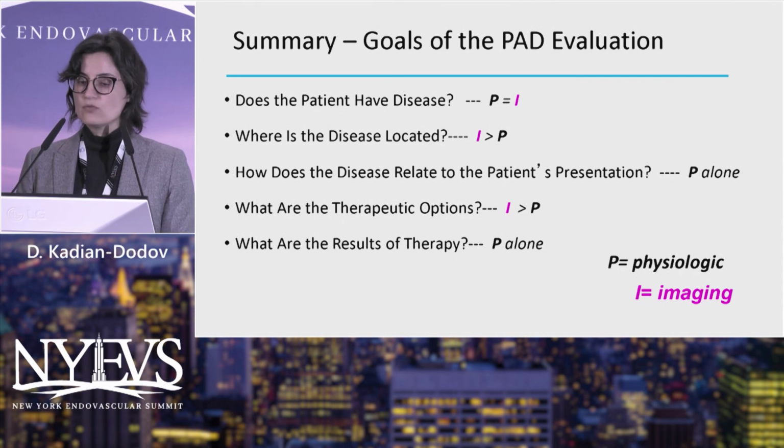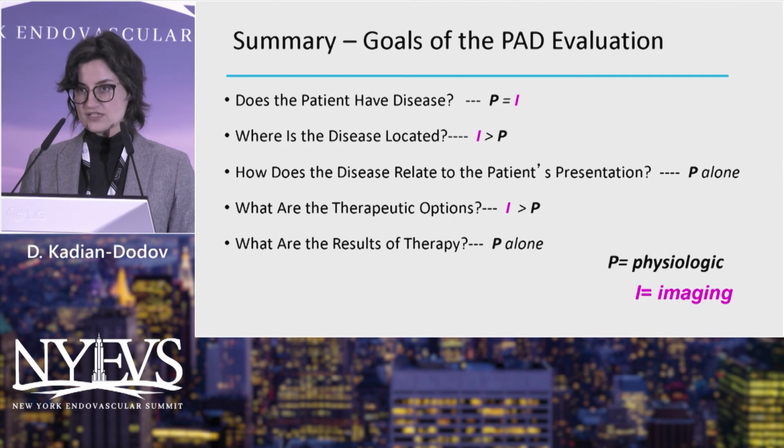So in summary, thinking about the goals of the PAD evaluation and how your testing can help you. If you want to know if the patient has disease, I'd advocate for physiologic testing or imaging to identify the presence of PAD. If you want to know where it's located, imaging will outperform physiologic testing because you'll actually visualize the lesion. If you want to know if the disease relates to the patient's presentation, physiologic testing will tell you that. You're going to reproduce the symptoms and actually demonstrate that it's related to the PAD.